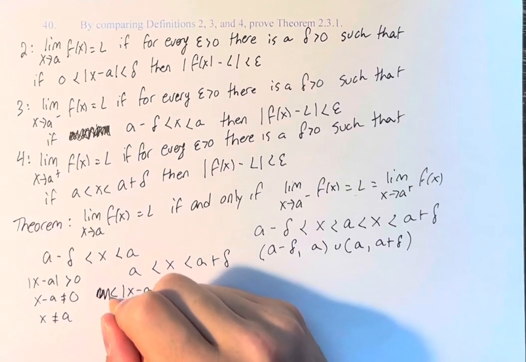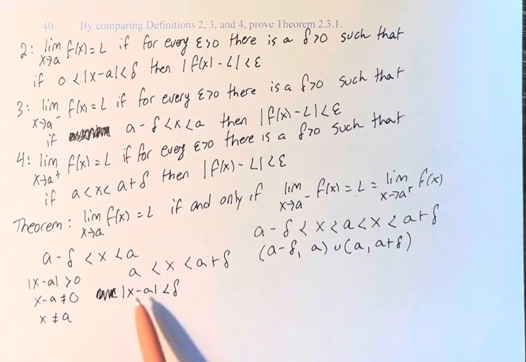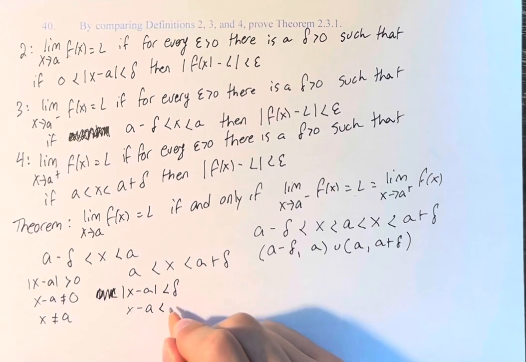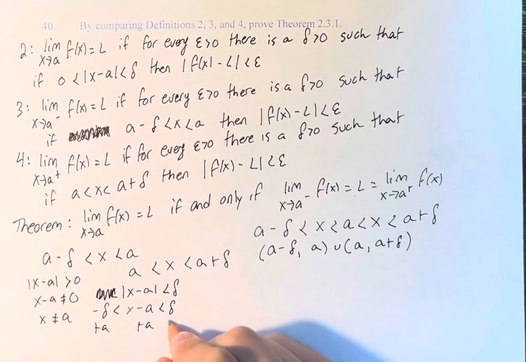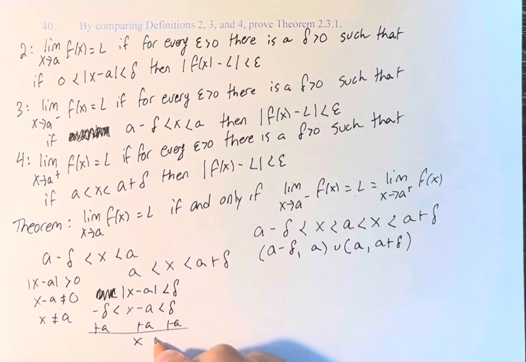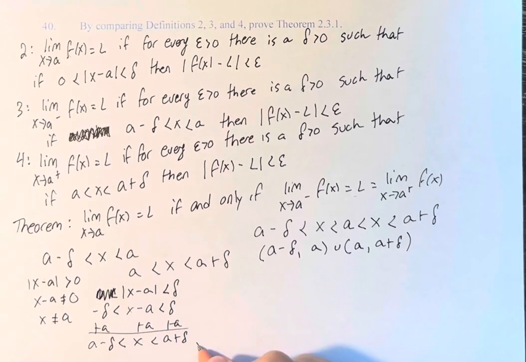Therefore, we can eliminate this and simply say that the absolute value of x minus a is less than delta, and x is not equal to a. So if this is true, then x minus a is less than delta, and it's greater than negative delta. And adding a to all sides, we have that x is less than a plus delta, and it's greater than a minus delta, and x is not equal to a.